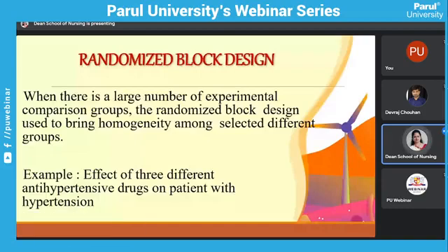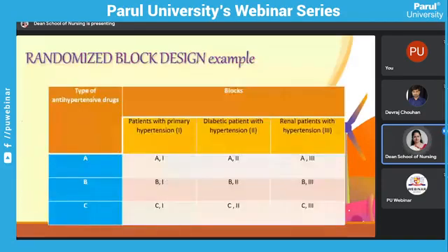Let us see the example. Here, there are three antihypertensive drugs, A, B, and C. The first group has patients with primary hypertension alone. Next, diabetic patients with hypertension. Next, renal patients with hypertension. All these groups will be assessed with the three types of antihypertensive drugs, and they will assess which is giving the homogeneity.